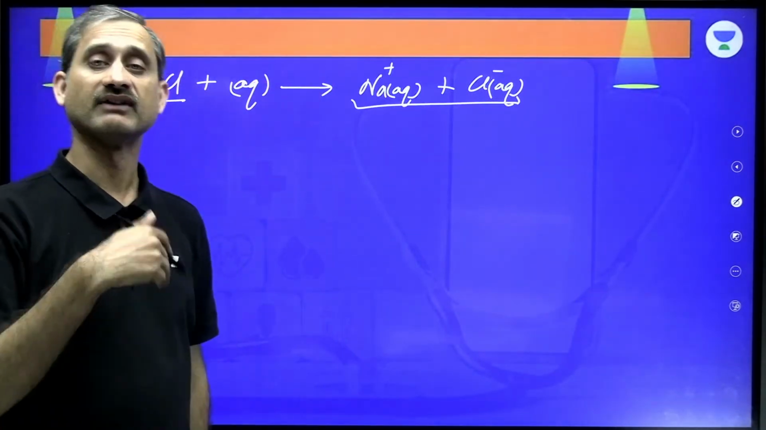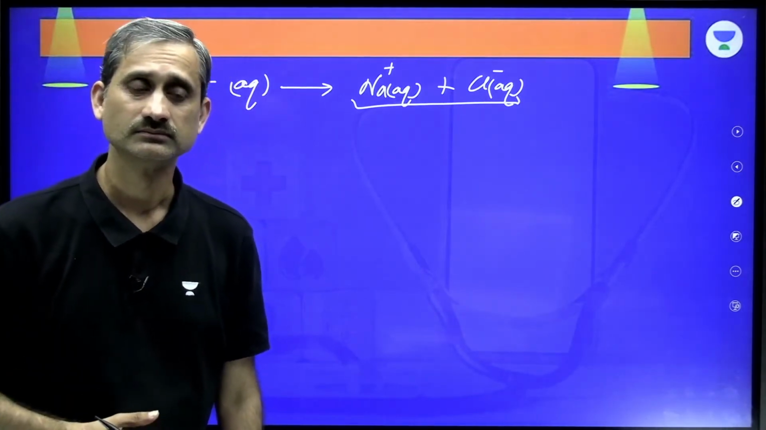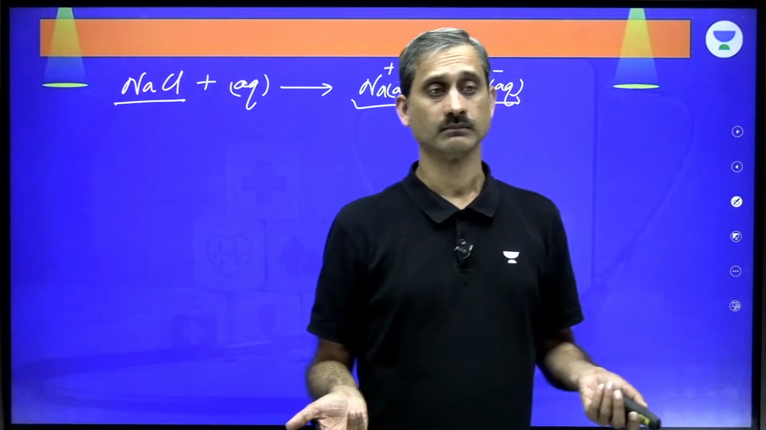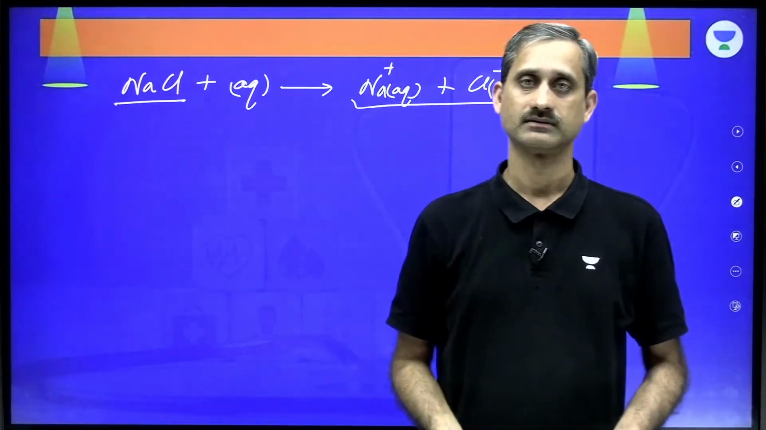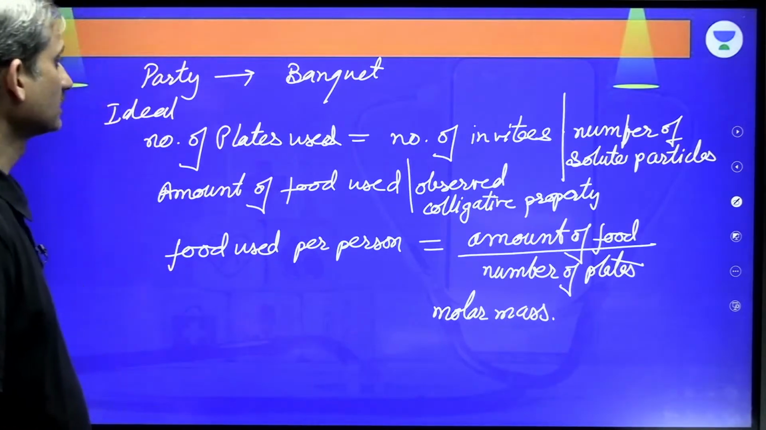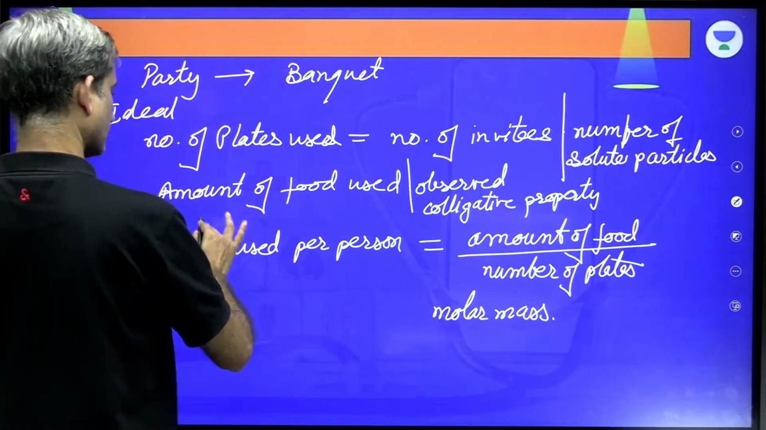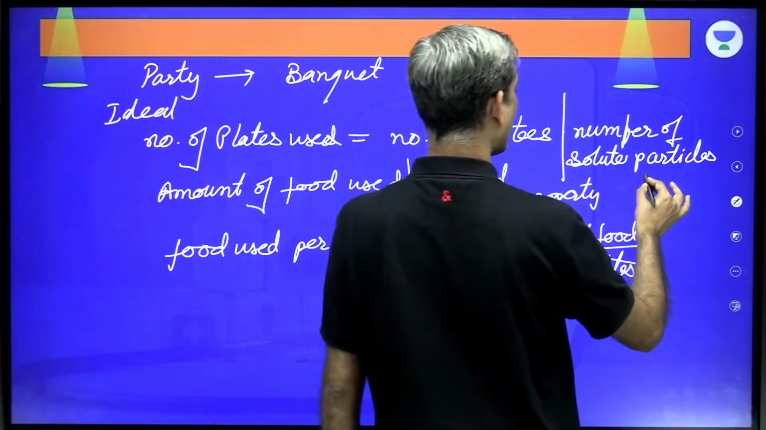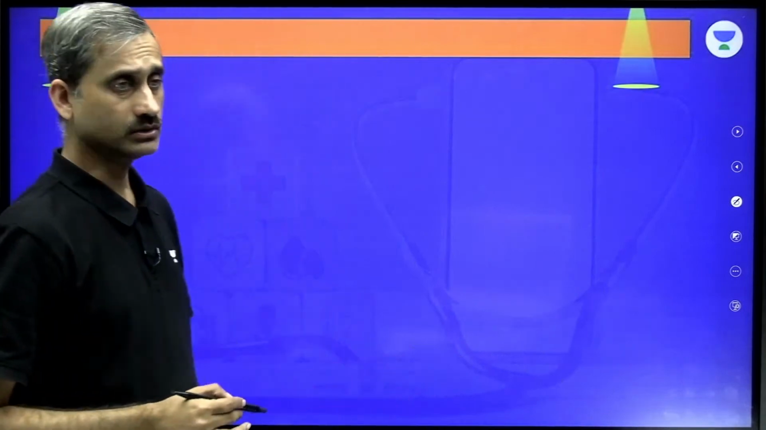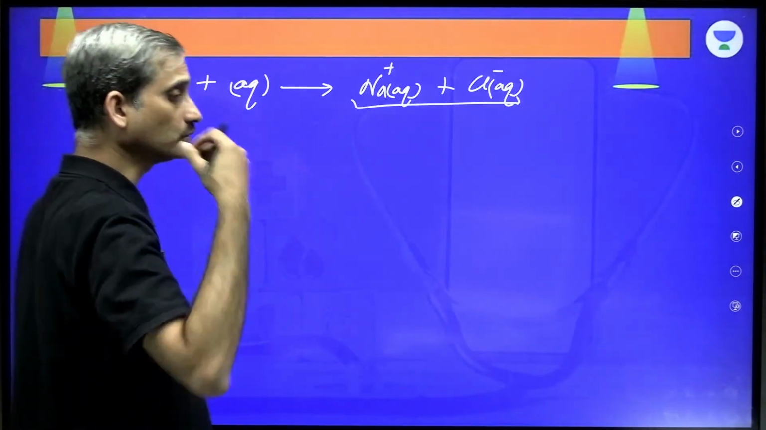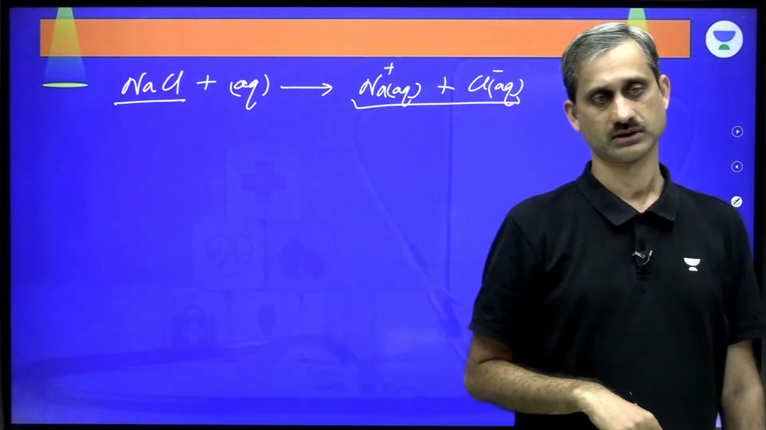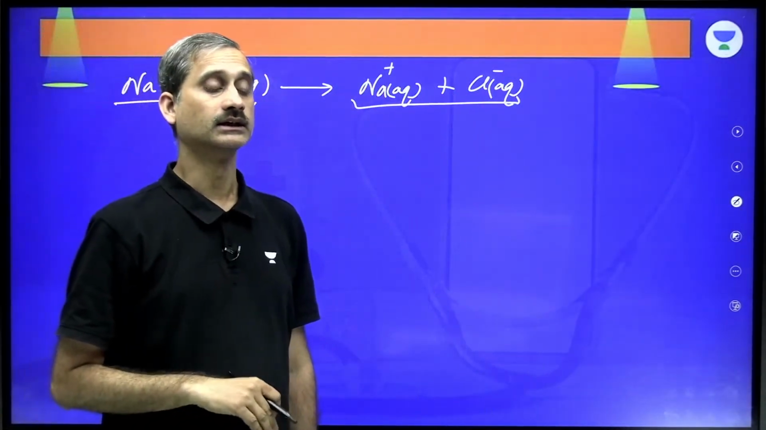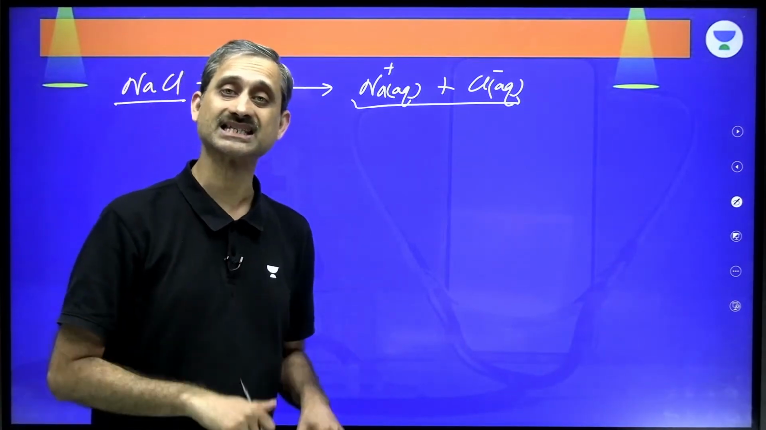And now, if I divide it, I will get a lesser amount of food. Clear? The food consumed is the same, but the number of plates is higher. Clear? And the number of plates becomes the number of solute particles, which is the same as the observed colligative property. So, now the amount of food per person is going to be reduced. Clear? And so, what we get is the observed molar mass will come out to be less than what it should be.